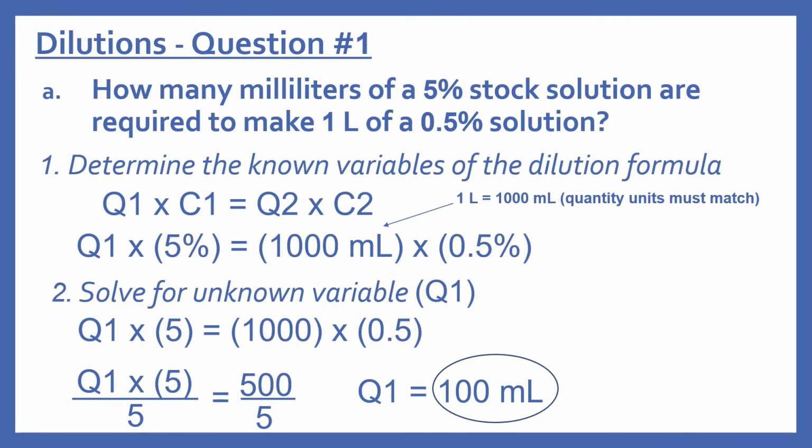So Q1 times 5 equals 1,000 times 0.5. 1,000 times 0.5 is 500, and then to solve for Q1, we're going to divide both sides by 5, so 500 divided by 5 equals 100. So Q1 equals 100 milliliters. So 100 is how many milliliters of the 5% stock solution are required to make 1 liter of the 0.5% solution.